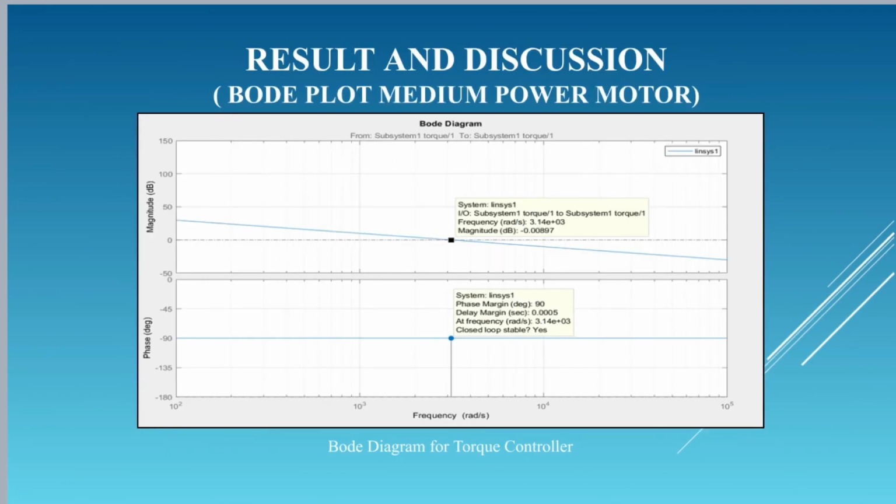Based on the parameters of the medium power DC motor model, the cross frequency is chosen approximately 2 orders of magnitude smaller than the switching frequency of the converter. Therefore, the values of omega CT, KIT, and KPT are 3141.6 radian per second, 74.3484, and 0.8586 respectively. As shown by the simulation result in the figure, the bandwidth obtained is indeed large, which is 3141 radian per second with a phase margin of 90 degrees.